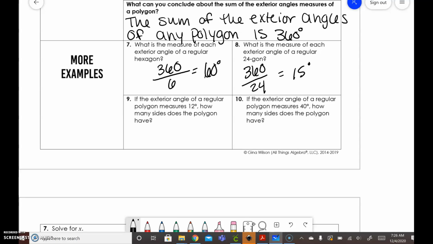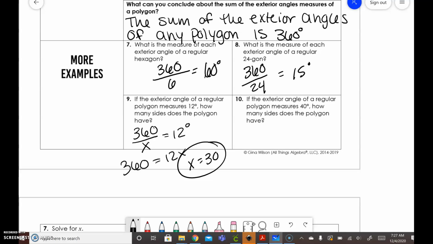The exterior angle of a regular polygon measures 12 degrees, so we can just do 360 over x number of sides is equal to 12 degrees. Multiply, 360 is equal to 12x, and we get x is equal to 30. Sorry, thinking of a different problem.